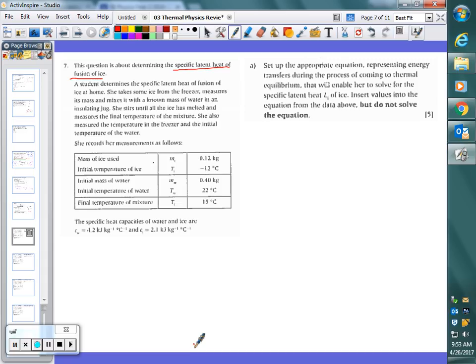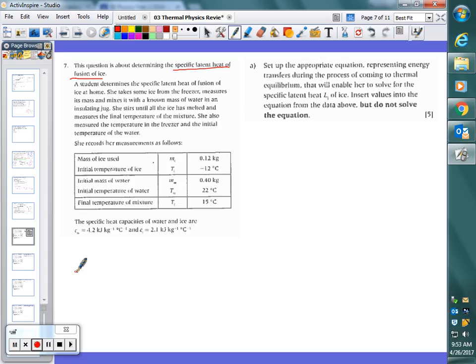So it says, and you guys did this experiment in class, whether you remember it or not, but you did, I promise. A student determines the specific latent heat of fusion of ice at home. You guys did it in the classroom instead of at home, but you know. She takes some ice from the freezer, measures its mass, and mixes it with a known mass of water in an insulating jug. She stirs until all the ice has melted and measures the final temperature of the mixture. She also measures the temperature in the freezer and the initial temperature of the water. She records her measurements as follows.